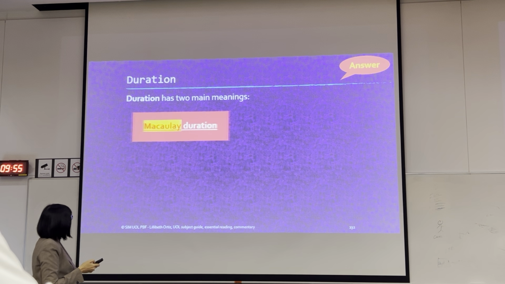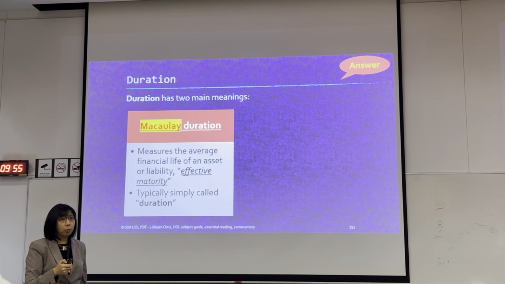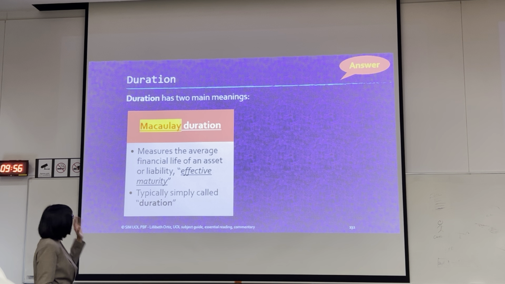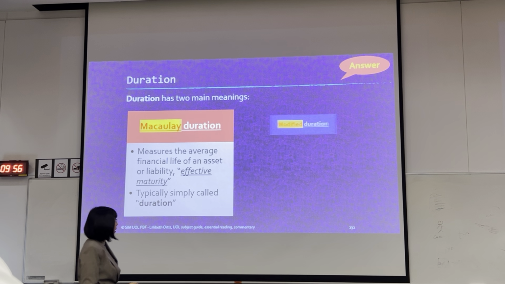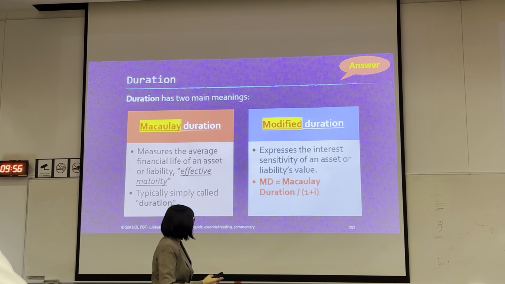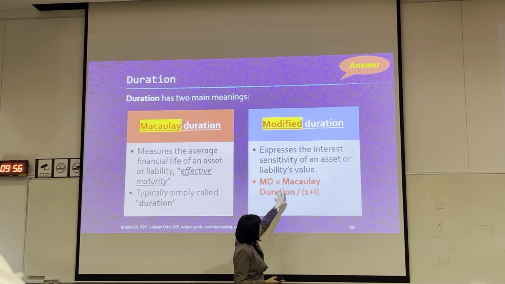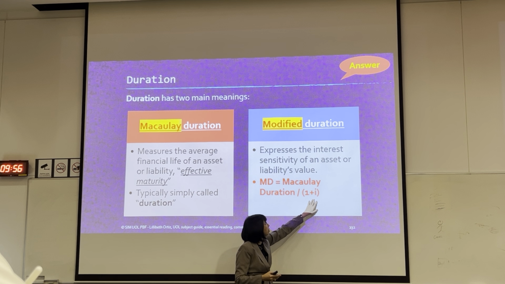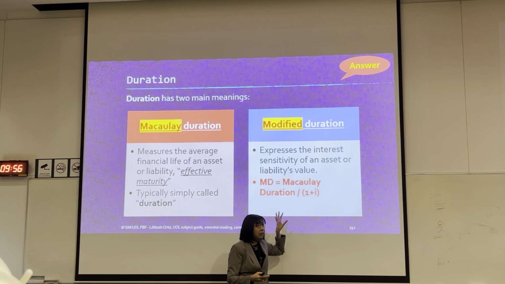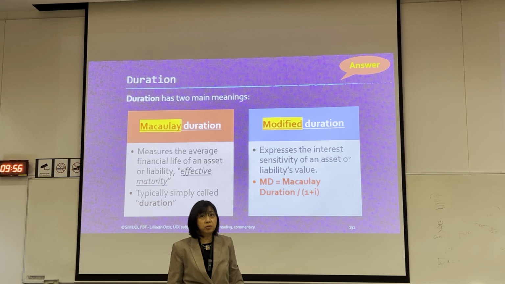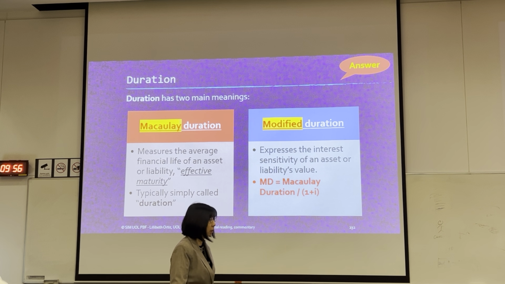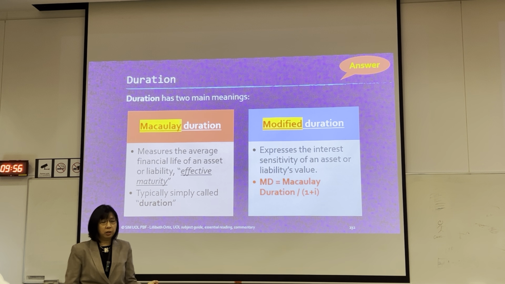And there are 2 types of duration: the Macaulay duration, or simply called duration. If they just say duration, that's the Macaulay duration, which is the average life of the asset, like a bond. The modified duration is simply the Macaulay duration divided by 1 plus the interest rate. And this is a sensitivity. It tells you how sensitive the bond price is to changes in interest rates. That's called the modified duration.